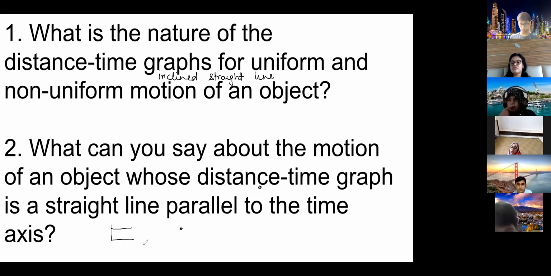This type of graph. Saklain, can you answer? I am repeating the same things. Still, you people are not answering. That means you are not listening to me. Horizontal. It is a horizontal straight line asked in the question. But what type of motion does this depict?